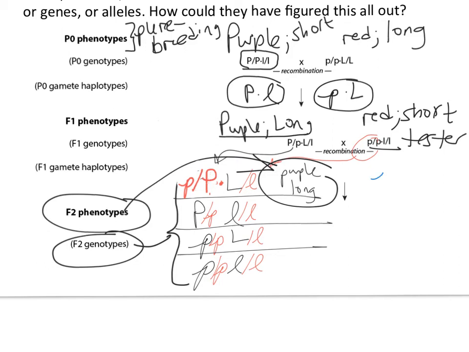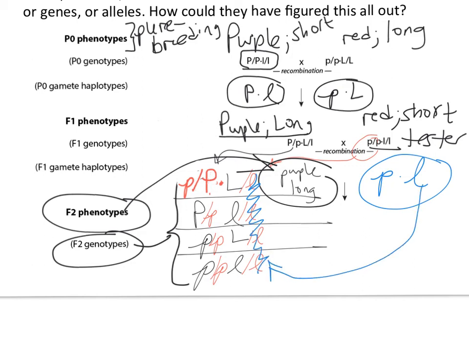We know that the tester, all of its gametes have the little p and the little l, because when you self it, it produces all individuals that look exactly the same as itself. And it's the recessive phenotypes. Hence, it's a tester individual. That's why when you get the F2, one parent's the tester, one parent's the dihybrid, we know what alleles came from the tester. It was a little l.